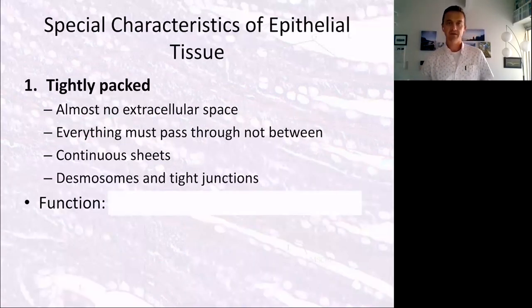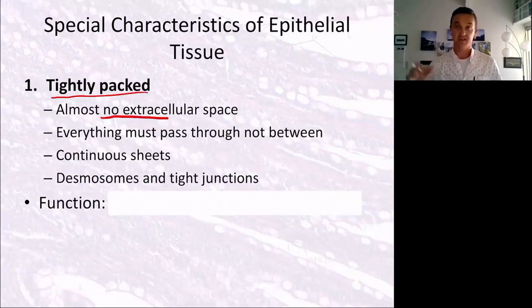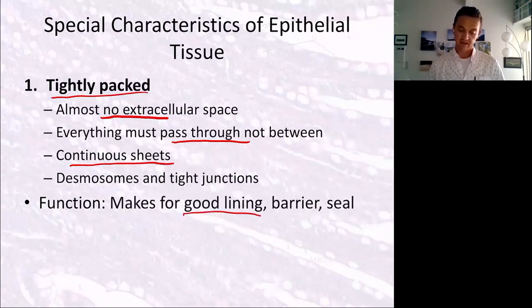All epithelial tissue has some special characteristics to it, and let's walk through those special characteristics. You'll definitely need to know these. Number one, the cells are tightly packed. There's almost no extracellular space. It's almost all cells. This makes sense for a tissue that's supposed to be lining and protecting and keeping things out, right? Everything must pass through the cells, not in between the cells. So we really have these continuous sheets of cells. It's common to see desmosomes and tight junctions holding these cells together to keep a tight seal. So obviously this makes for good lining, a barrier, a seal.